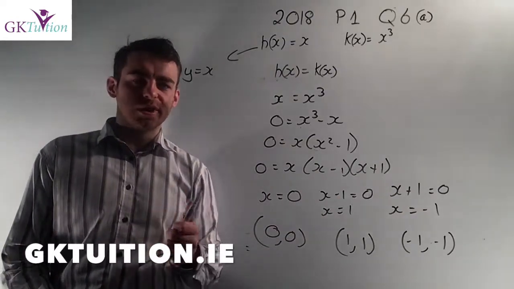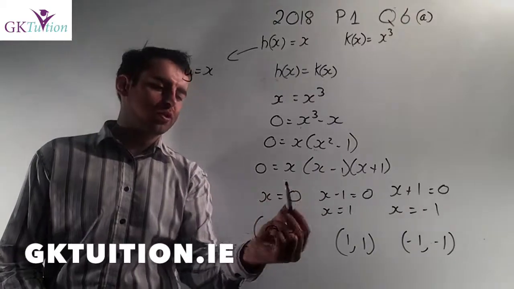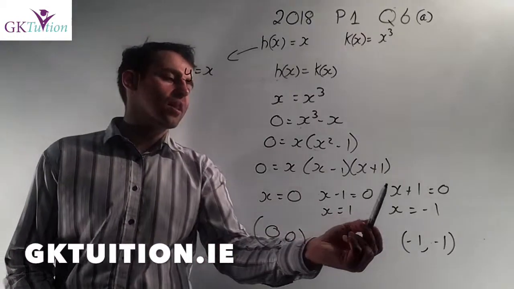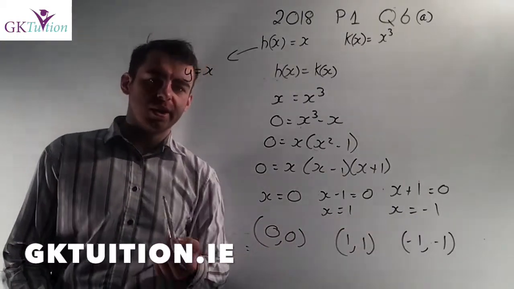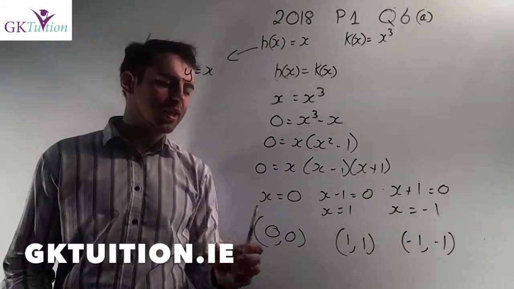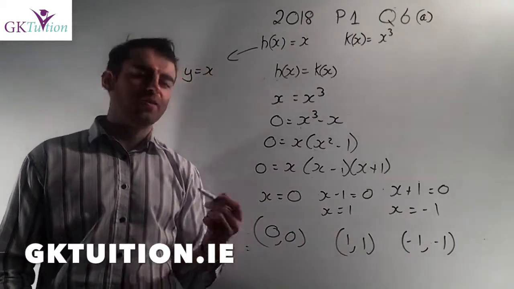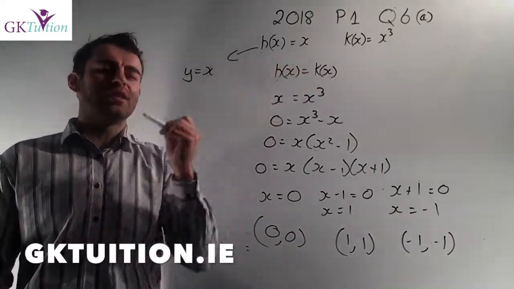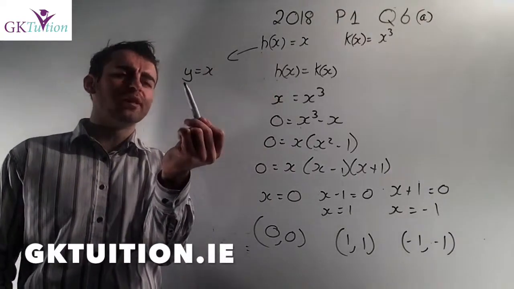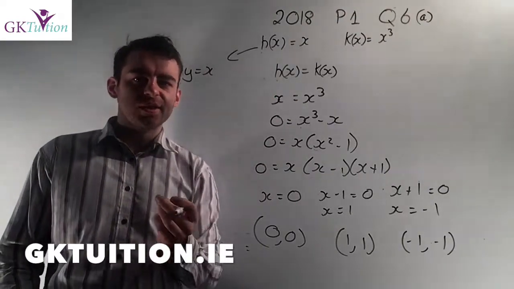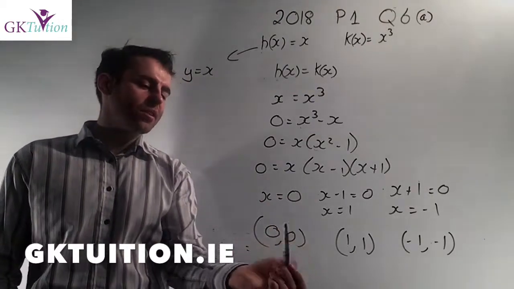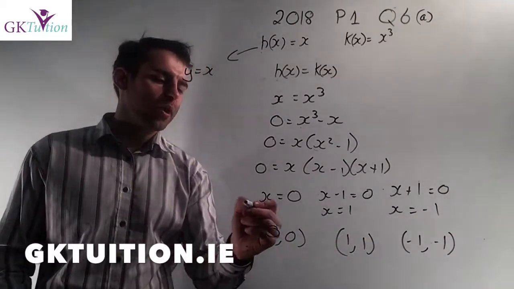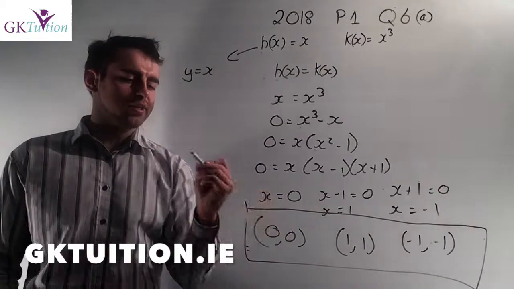If I'm trying to find the points where they intersect, I need to convert my factors into roots. So I can say x equals 0, x minus 1 equals 0, which means x is equal to 1, and x plus 1 equals 0, which means x is equal to minus 1. Now it asks me to find the points of intersection, so my answers need to be points. It's very easy, if you know your x values, to find your y values. If you view h of x equals x as y equals x, whatever your x value is, your y value is the same. So if x is 0, then y is 0. If x is 1, then y is 1. If x is minus 1, then y is minus 1. So your final answer there is just those three coordinates.